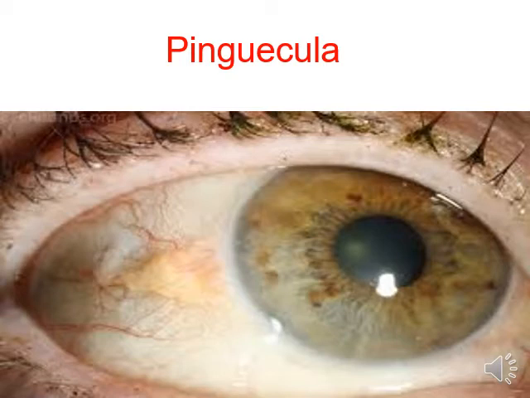Bengicula is differentiated from pterygium by the following points. First, Bengicula is yellow, as we see in this photo, while pterygium is grayish red.